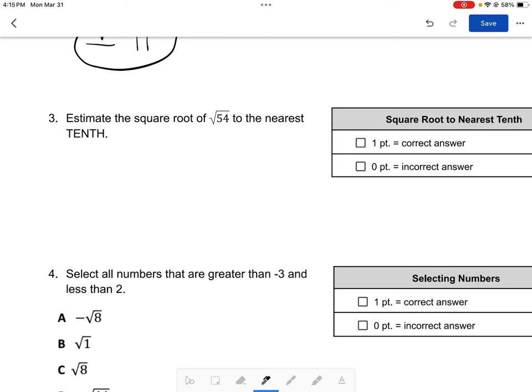Estimate the square root of 54 to the nearest tenth. Okay, well, I know the square root of 54 comes between two perfect squares, the square root of 49 and the square root of 64. The square root of 54 is closer to the square root of 49. The square root of 49 is 7. The square root of 64 is 8. So I would estimate this to be approximately 7.3.